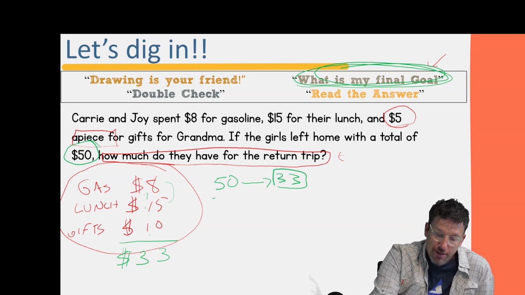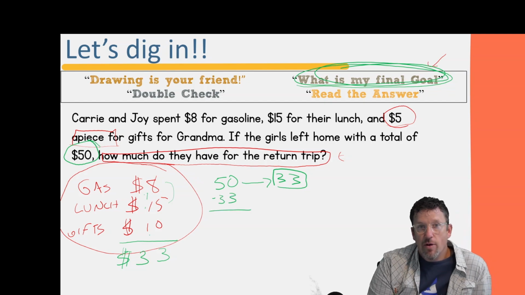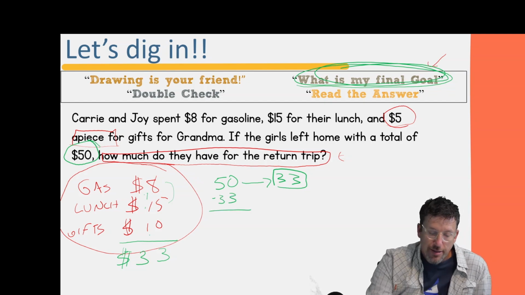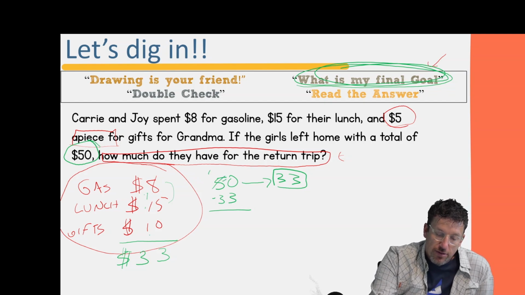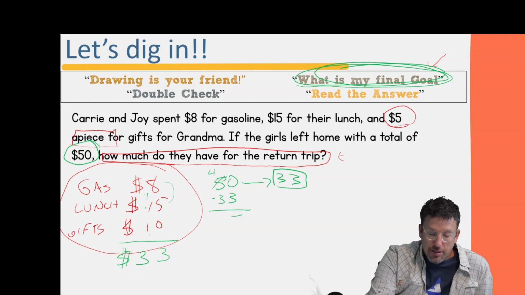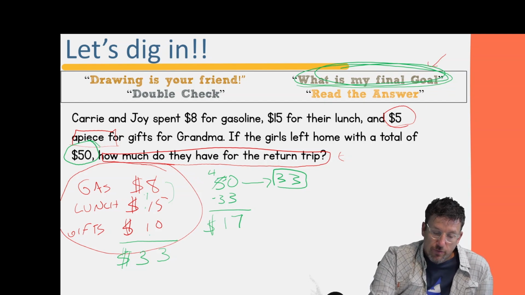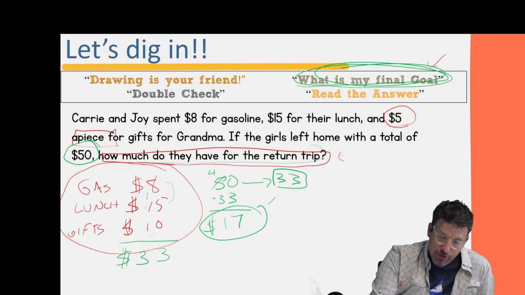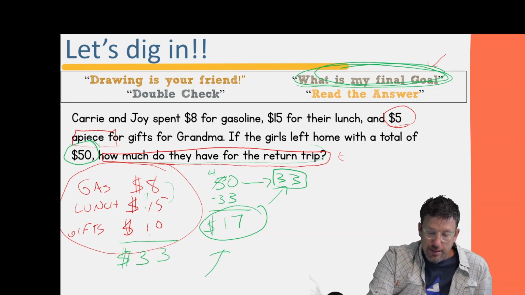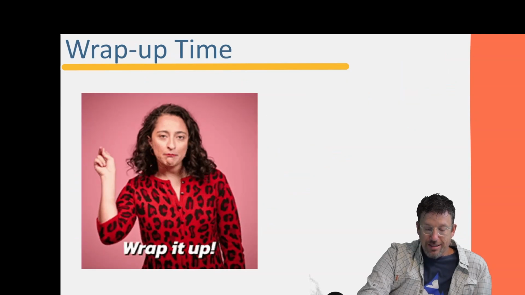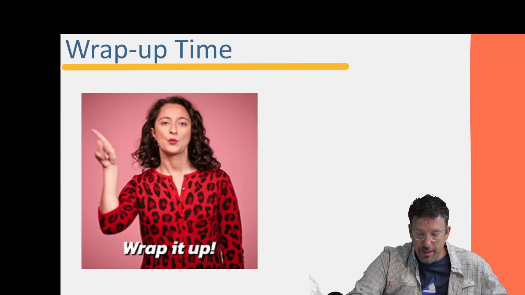Well, let's get rid of the 33. We're going to subtract it from our wallet. Got rid of it. Went away. So can't take 3 away from 0, so we borrow from next door. 10 minus 3 is 7. Then 4 minus 3 is 1. So, does my answer make sense? Well, how much do they have for the return trip? They still have $17 left over after spending $33. So this is our final answer. For all your pictures, make sure your data is correct. Make sure you're answering the right question, and always go ahead and double check that work.